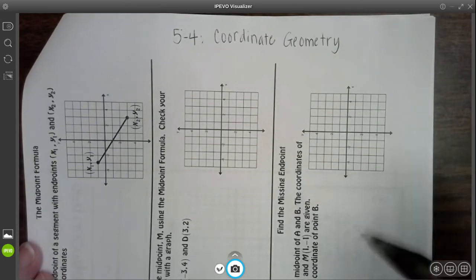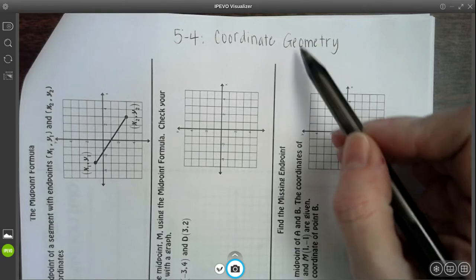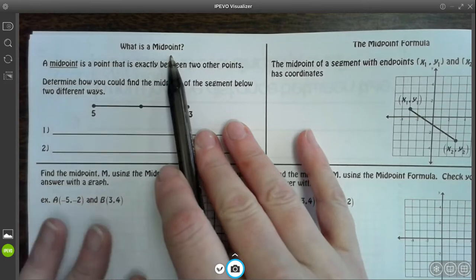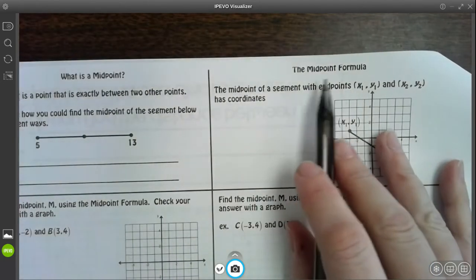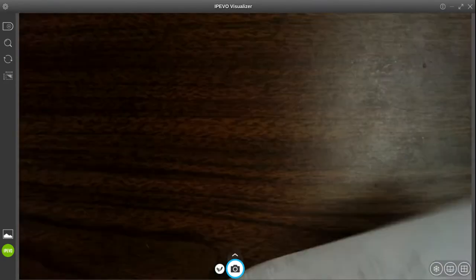All right, this is 5-4, day 1, which is called coordinate geometry, which means we're doing geometry in the coordinate plane. And today we're going to talk about two things. We're going to talk about midpoints and use a midpoint formula. And then we're also going to talk about distance and using the distance formula. Okay.